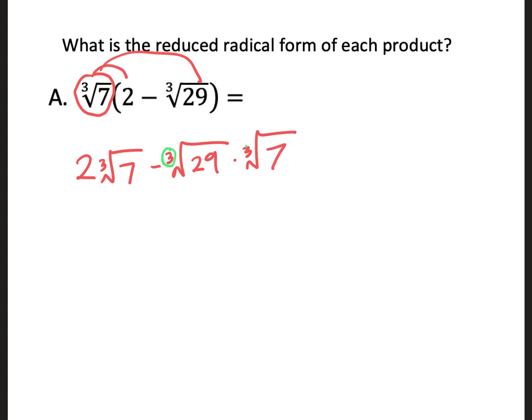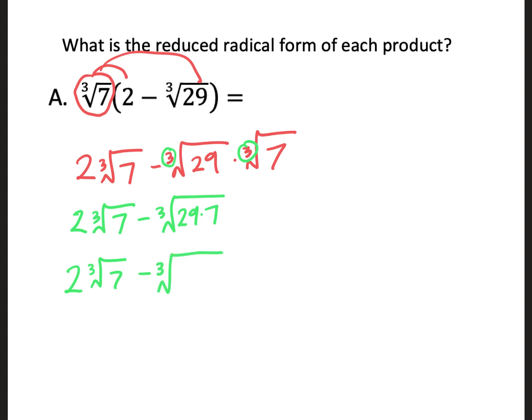Since we have the same index, we can multiply our numbers underneath it. So we do 2 cube root of 7 minus the cube root, and then we can do 29 times 7. I still have 2 cube root of 7 minus, and in my calculator, we're doing 29 times 7. That gives me 203. So we have the cube root of 203. Now you do have to check and make sure that everything is simplified before you call it your final answer.